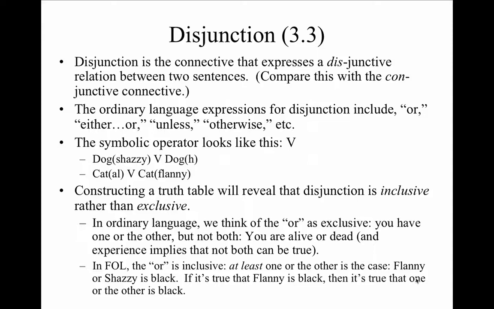Lastly, let's look at the connective disjunction. The disjunction is the connective that expresses a disjunctive relationship between 2 sentences. Our ordinary language expressions for disjunction include or, either or, otherwise, and so forth. Now, there's going to be something apparently tricky about the or, but once you grasp what that apparent trickiness is, you'll see that, in fact, it's only apparent and it won't prevent you from understanding what's going on. But first, let's look at how this operator works in the notation.